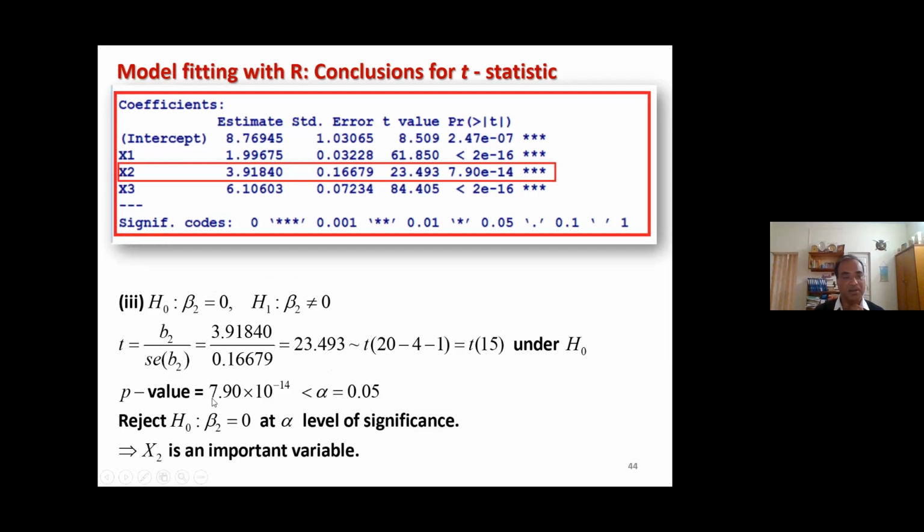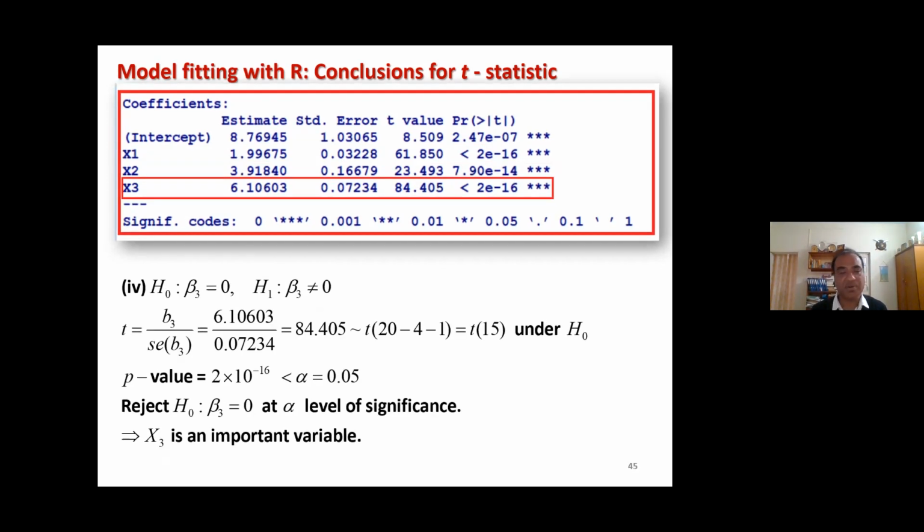Now we come to the third row regarding x2. You can see the value here is 23.493, which is the value of the t-statistic when we are trying to test the hypothesis H naught, beta 2 equal to 0. And again the p-value is 7.9 into 10 to the power of minus 14, which is much smaller than alpha, which is 0.05, that is 5% level of significance. So in this case also we can say that x2 is an important variable.